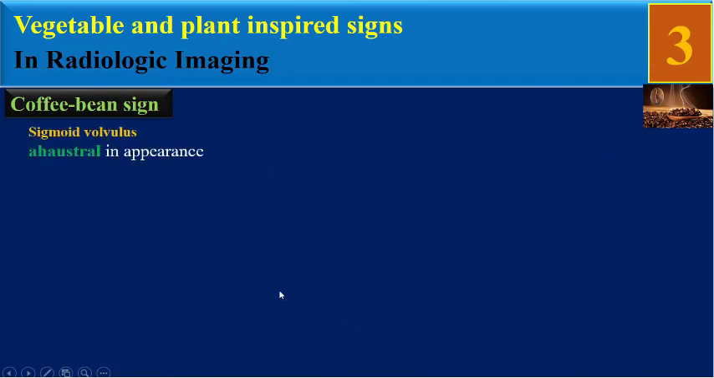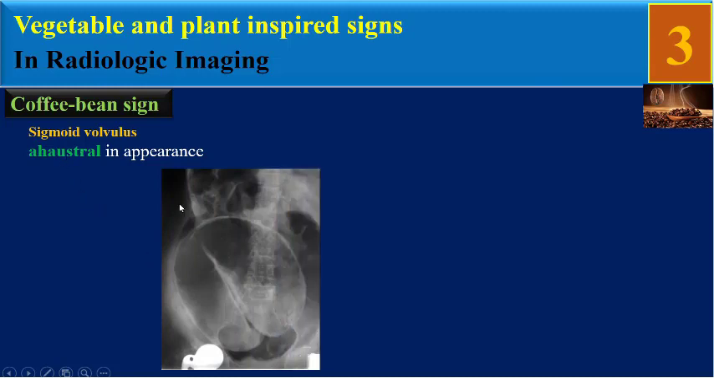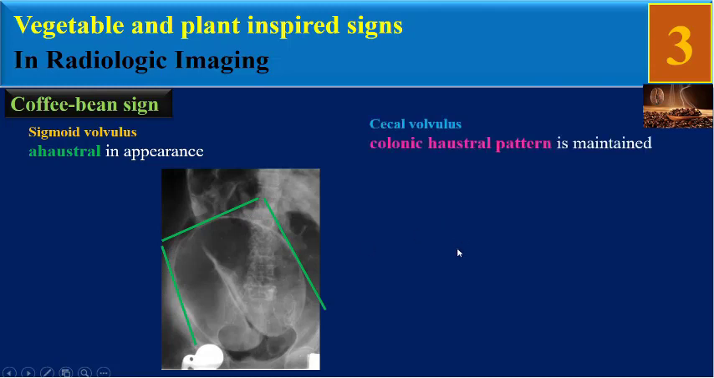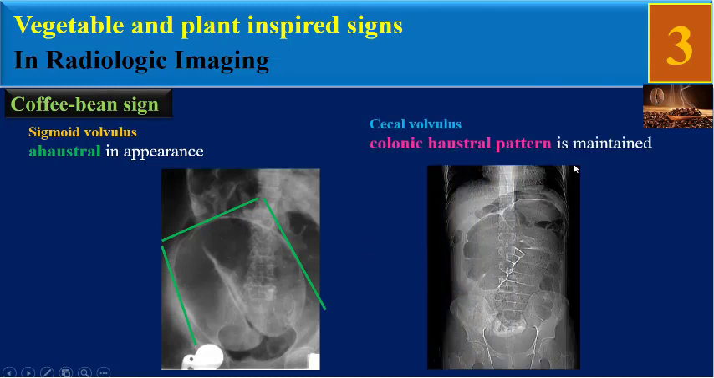Sigmoid volvulus has a haustral-less appearance. As we can see in this image, there is no haustral pattern, but in cecal volvulus, colonic haustral pattern is maintained. As we can see in this image, there is haustral pattern of large bowel.